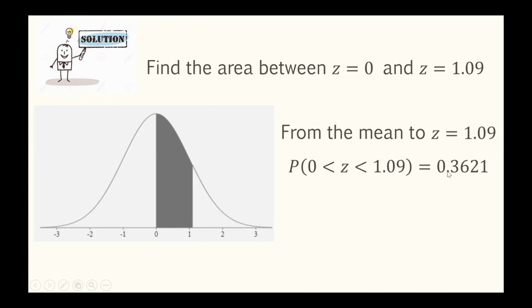That is equal to 0.3621 if we're going to use the standard normal table for z, or in percent, that is 36.21%. Thus, the area between the mean and z equals 1.09 is 36.21%.